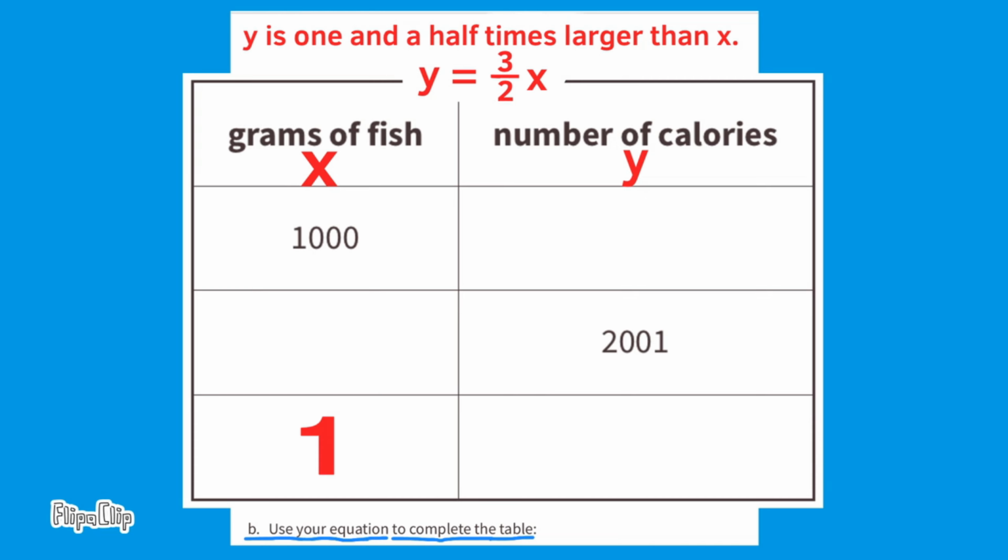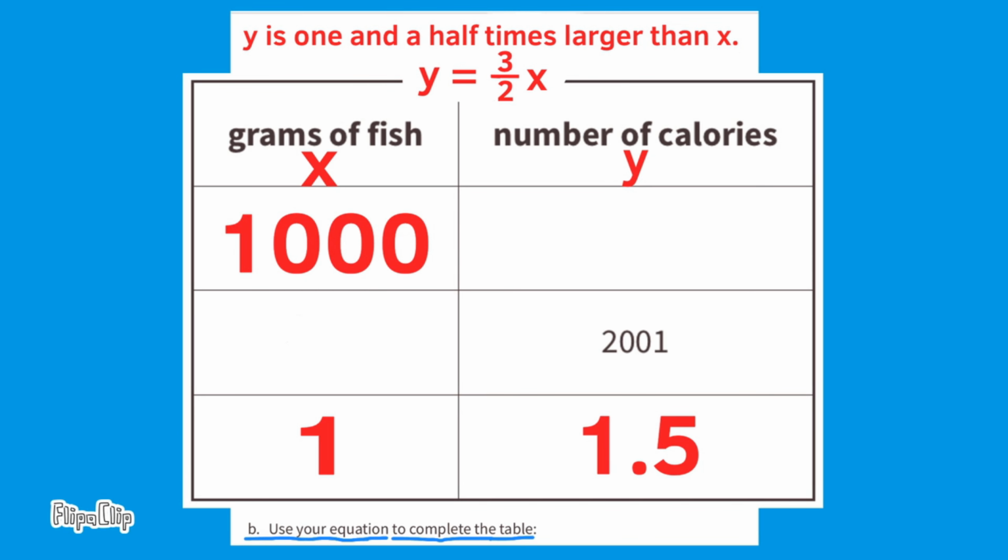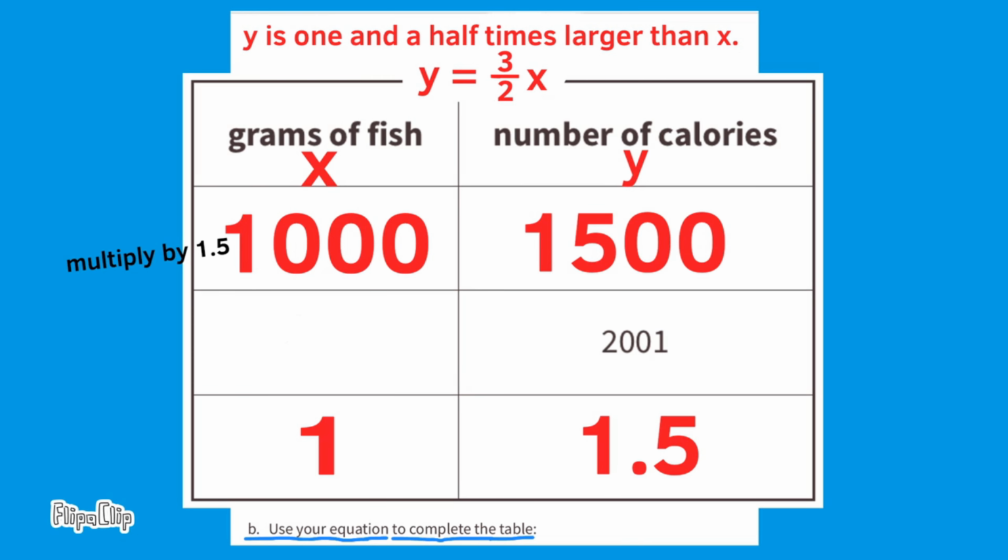Let's start with 1 gram of fish. What's 1.5 times larger than 1? 1 5/10, or 1.5. This means that 1 gram of fish has 1.5 calories. Let's look at 1,000 grams of fish. What is 1.5 times greater than 1,000? 1.5 times 1,000 is 1,500. 1,000 grams of fish has 1,500 calories.